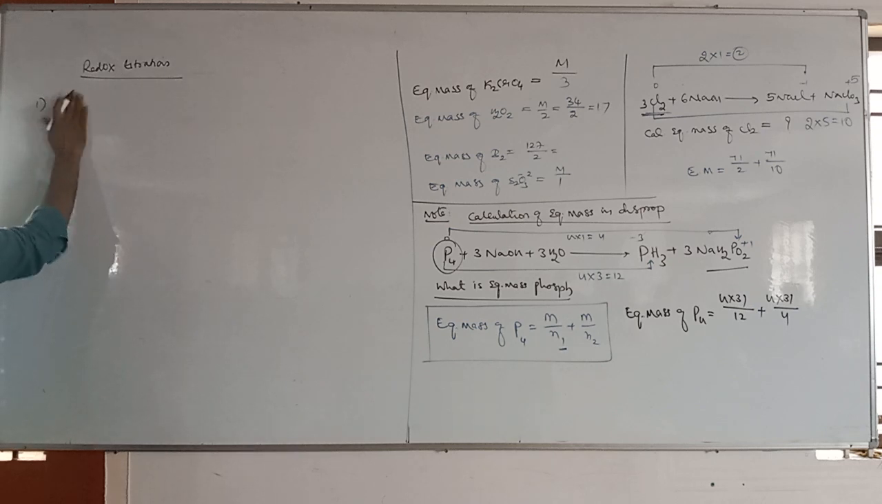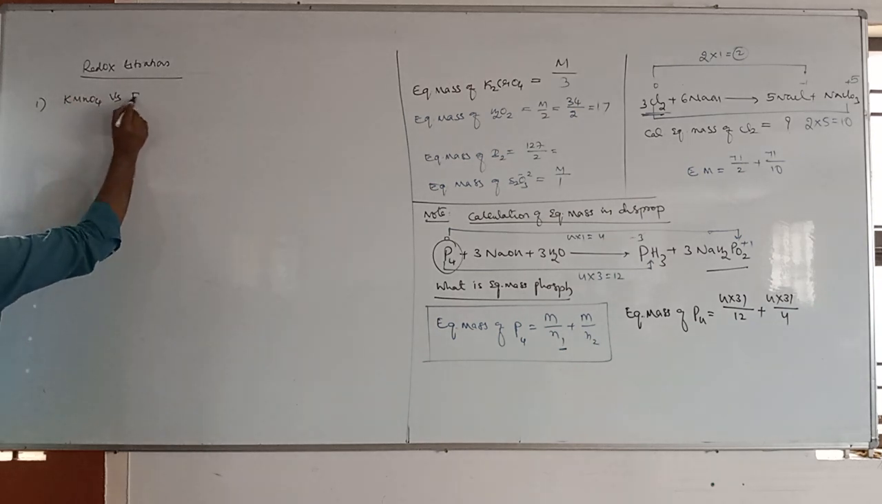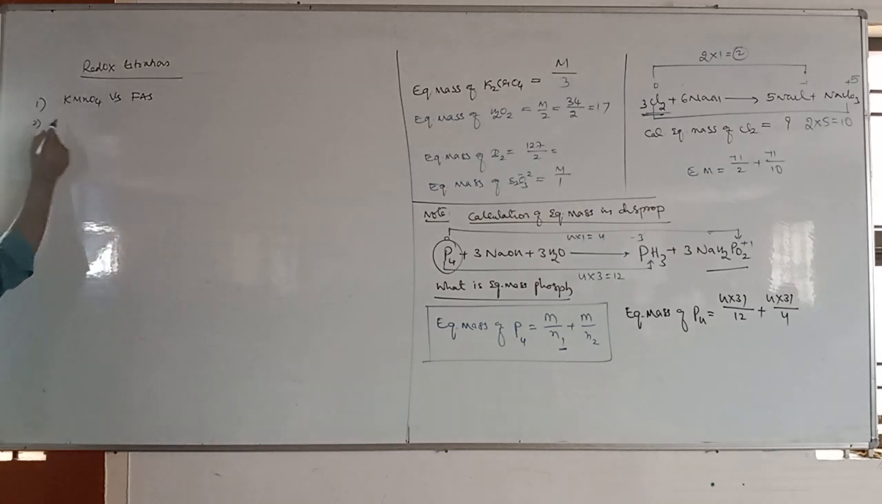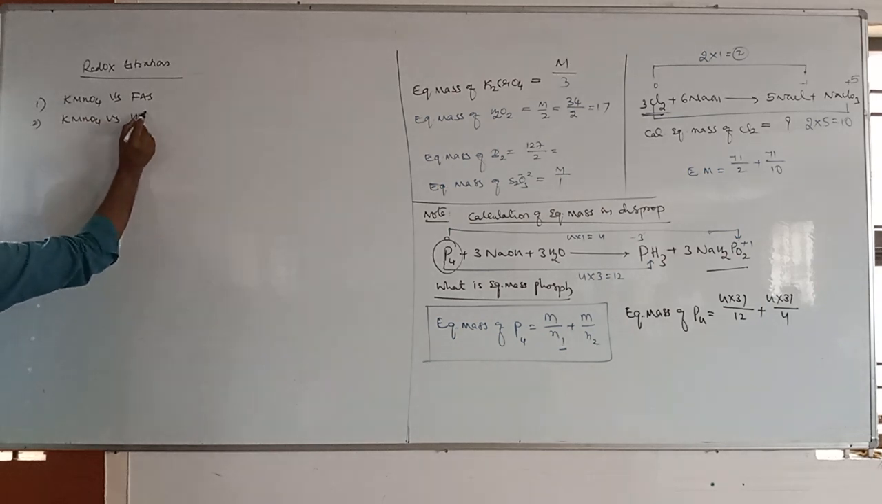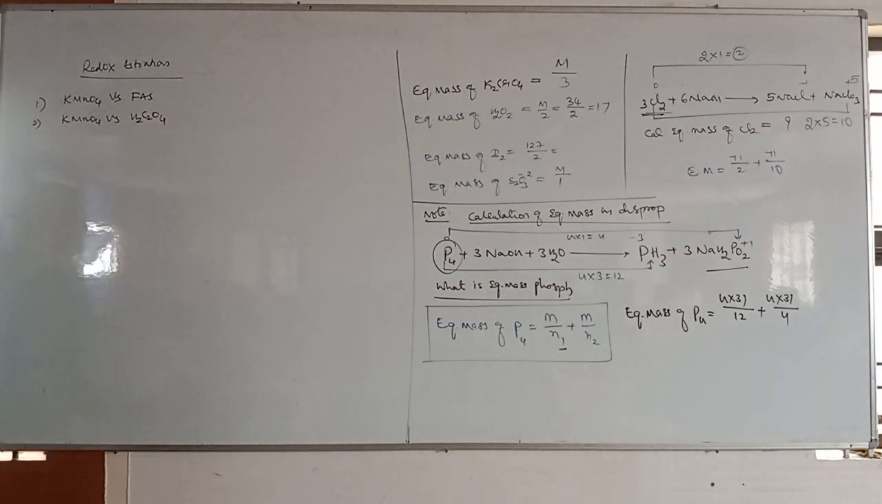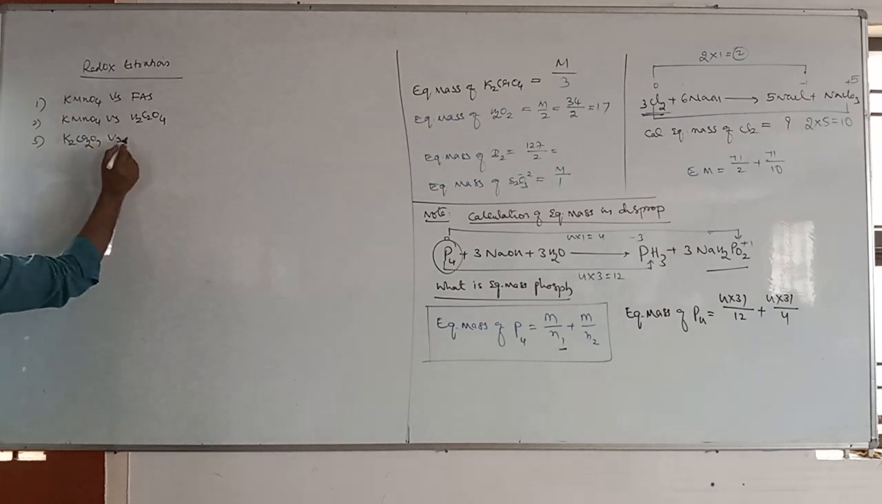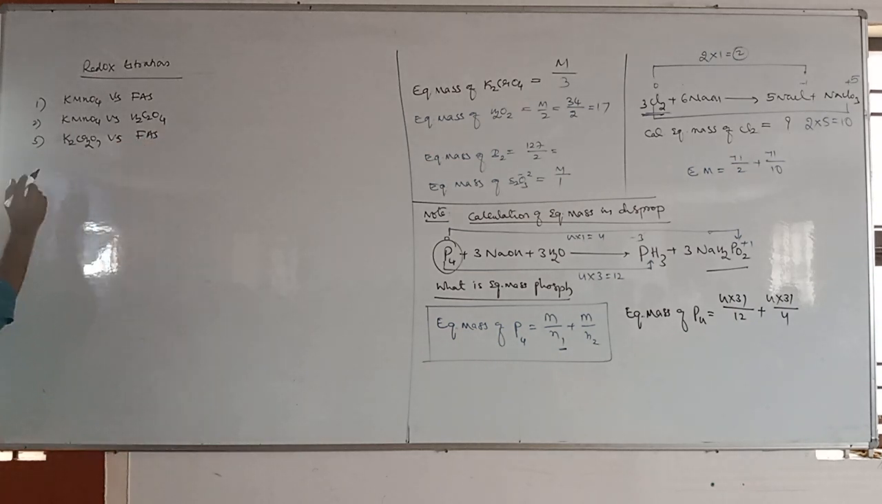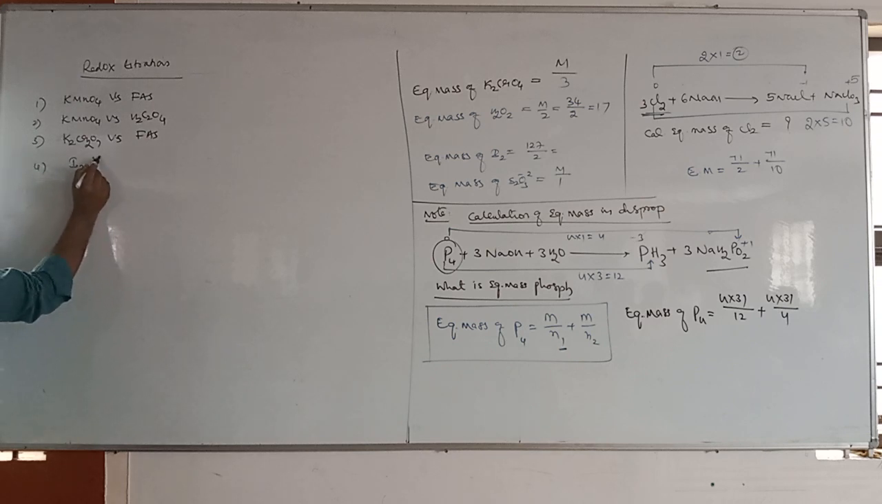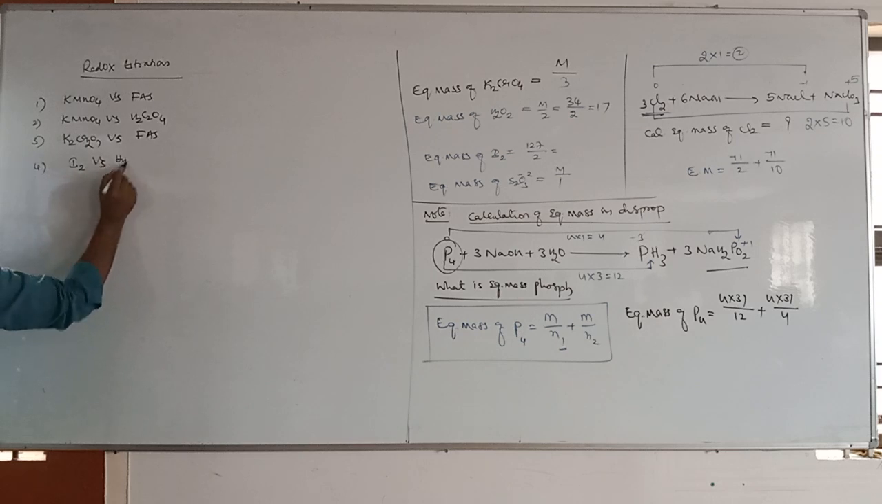So the redox titrations are: 1, potassium permanganate, KMnO4, versus FAS, ferrous ammonium sulfate. 2, potassium permanganate versus H2C2O4, which is called oxalic acid. 3, potassium dichromate, K2Cr2O7, versus FAS, Mohr's salt. And the last one is iodine versus hypo. What is hypo?